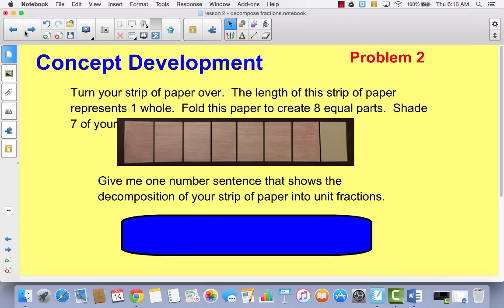I want you to shade 7 parts. You can just use your pencil to lightly shade them, or you can use a colored pencil or a crayon if you have it. All right, now once you've done that, in your journal, I want you to write one number sentence that shows the decomposition of your strip of paper into unit fractions. So how would you create a number sentence showing the equal parts that you have just shaded? Once you're finished, I want you to come back and let's look and see if we have the same sentence.